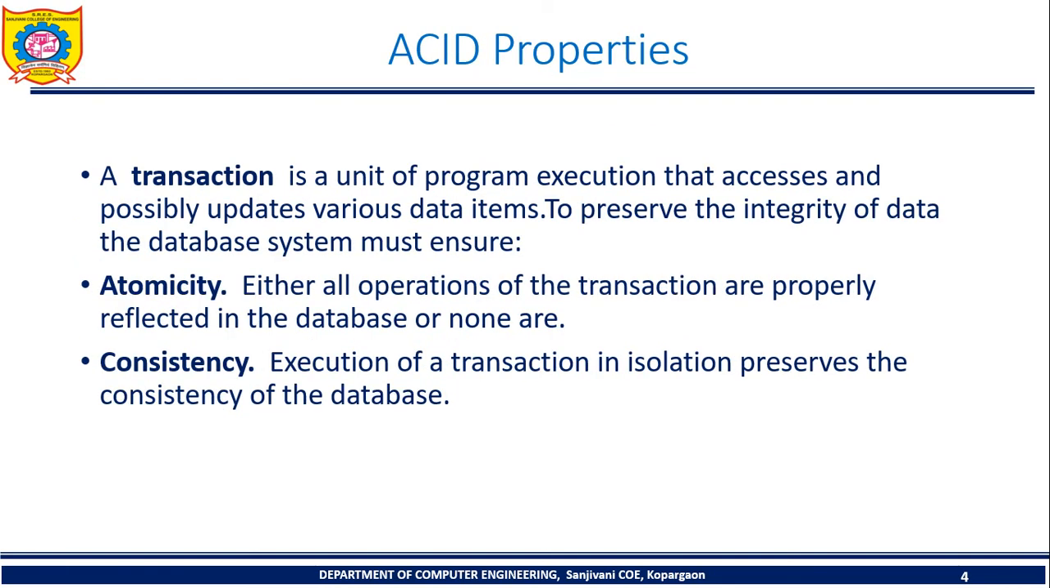Next, ACID properties. To preserve the integrity of data, the database system must ensure, first, A stands for atomicity. Either all operations of the transaction are properly reflected in the database or none are.